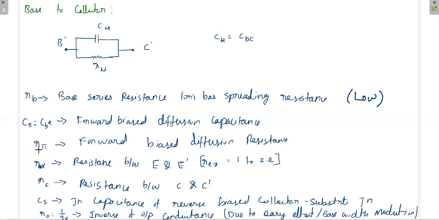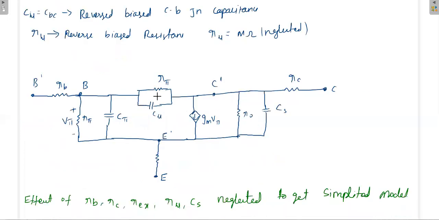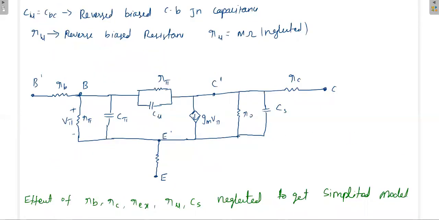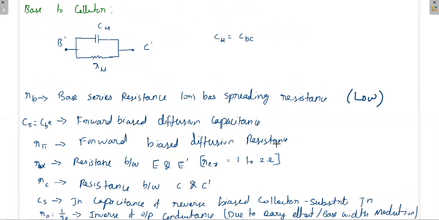Next one is R pi. We are putting R pi in parallel with C pi. That is the resistance between the base and emitter, the forward biased diffusion resistance.